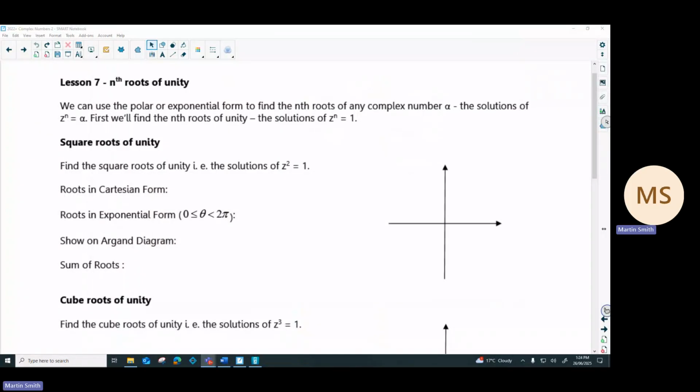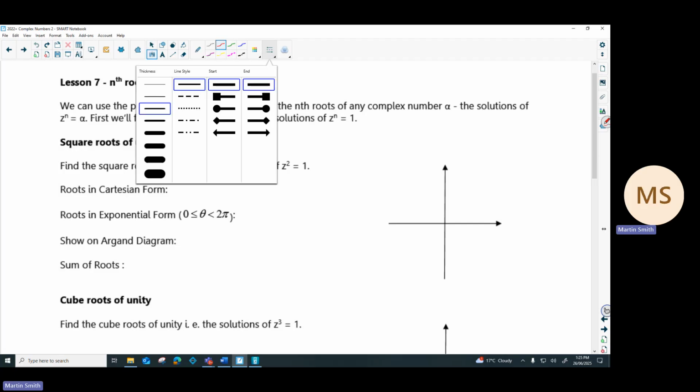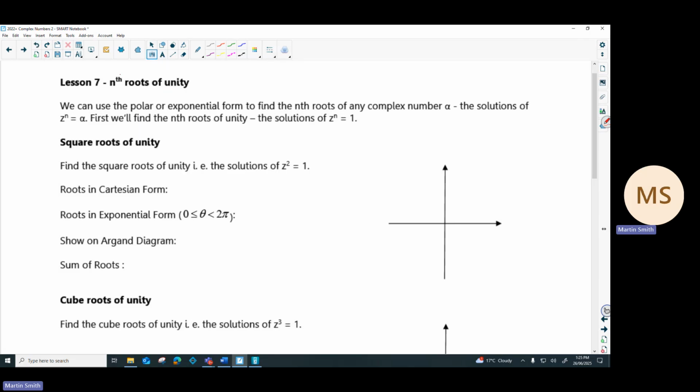Okay, so in lesson 7 on complex numbers, the main plan is, by the end of the lesson, to teach you how to find square roots, cube roots, fourth roots, fifth roots, however many roots you want of any complex number. I'm going to teach you to find the nth roots of any complex number. And that's the same as saying the solutions of z to the n equals that complex number. So the nth roots of a number alpha are the solutions of z to the n is alpha.